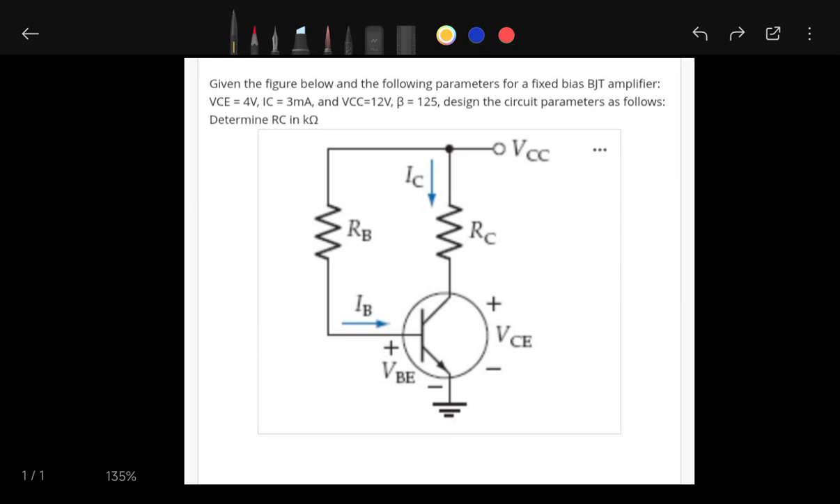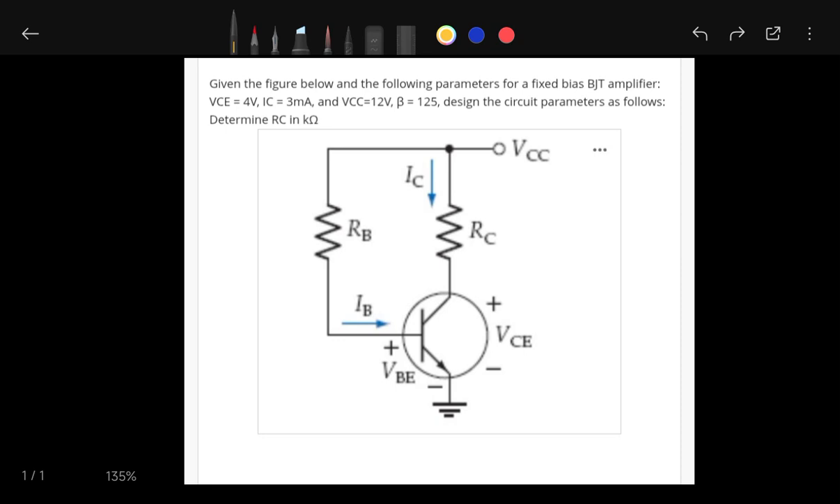Hello, good people. I have a question here under electronics, BJT amplifiers. In this video, I won't be solving this question. I'll just be explaining how you do the calculations without having to cram the formulas.